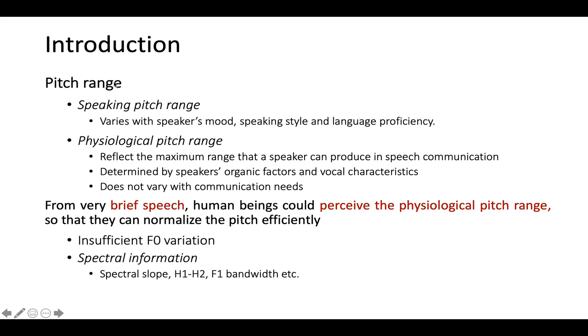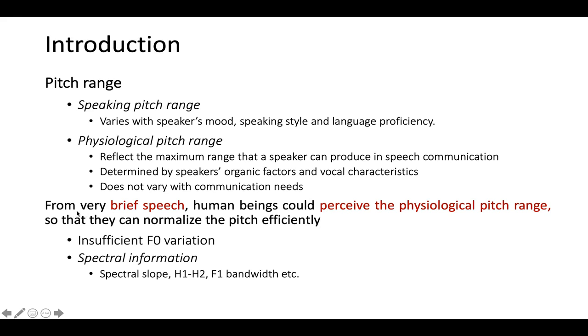Different people use the word pitch range to represent different things. Basically, there are two subtypes of pitch range. One is called speaking pitch range. It varies with the speaker's mood, speaking style, and language proficiency. The other is called physiological pitch range. It reflects the maximum range that a speaker could produce in speech communication and is determined by a speaker's organic factors and vocal characteristics. So it does not vary with speech communication.